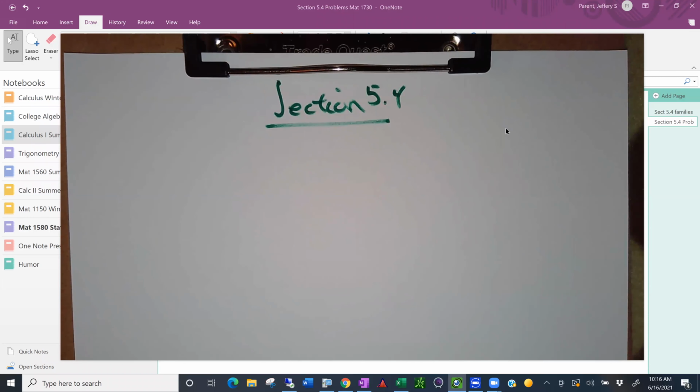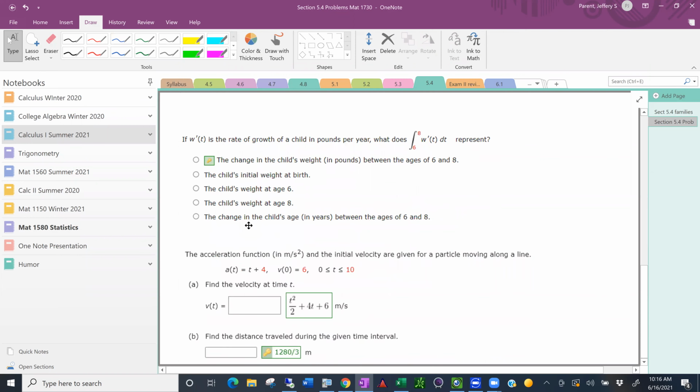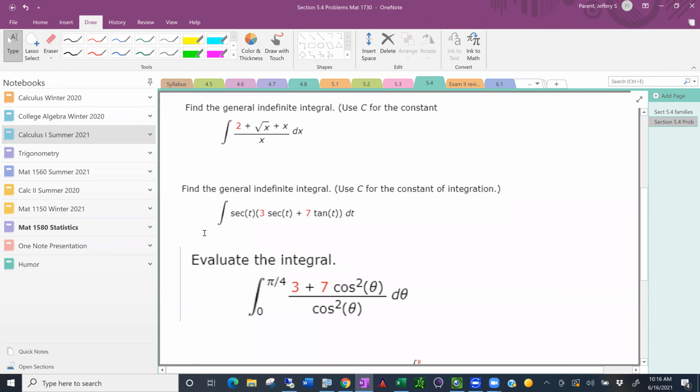So section 5.4 is going to continue working with integrals, except this time a lot of our integrals are going to look a little bit different. In particular, you've got stuff like this one right here, which says find the general antiderivative, or find the general indefinite integral.